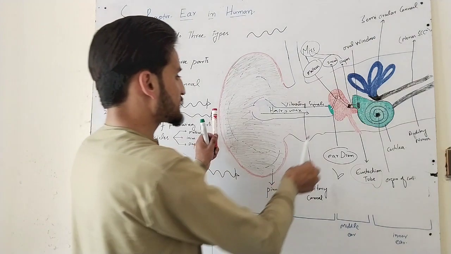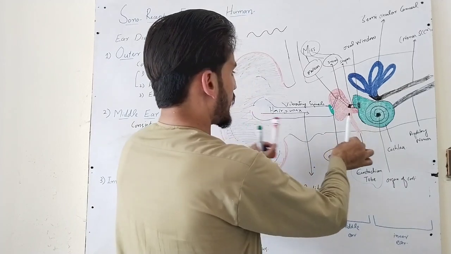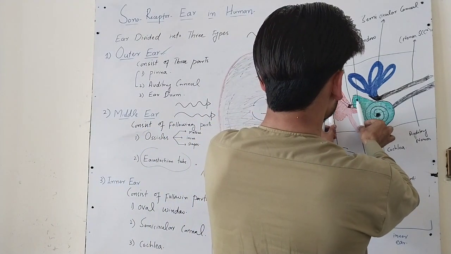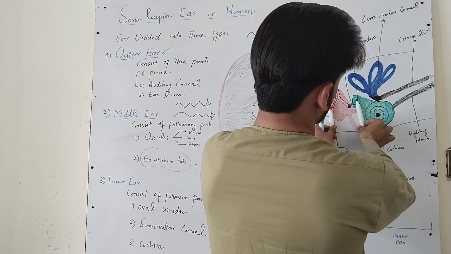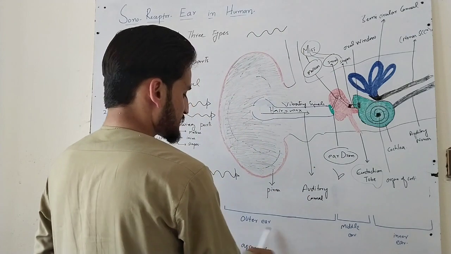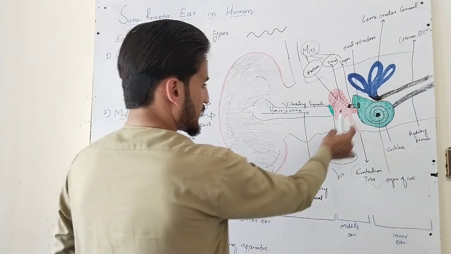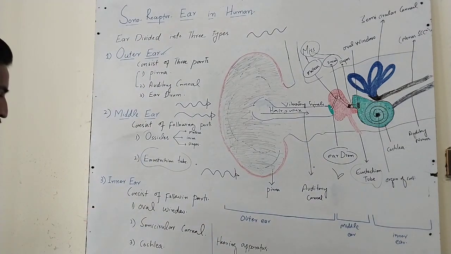So from this to this region is the outer ear, and this region has the eustachian tube and the three bones, collectively called the ossicles, which are located in the middle ear. So this is the outer ear from this region to this region, and this is the middle ear. Now I am talking about the inner ear.